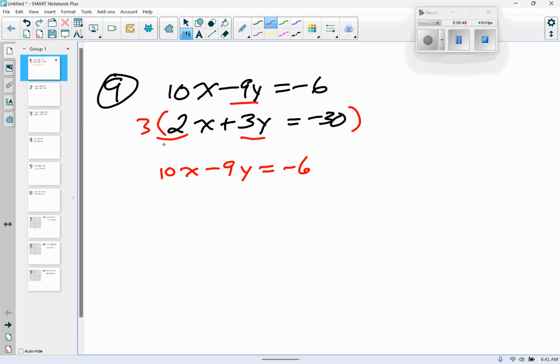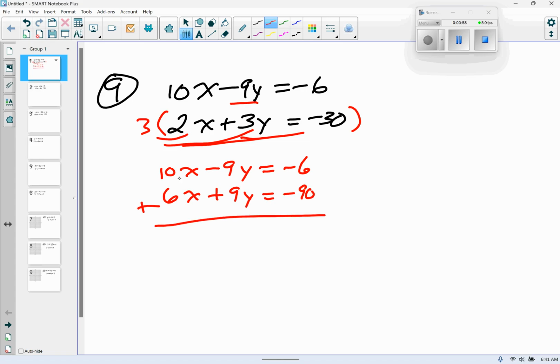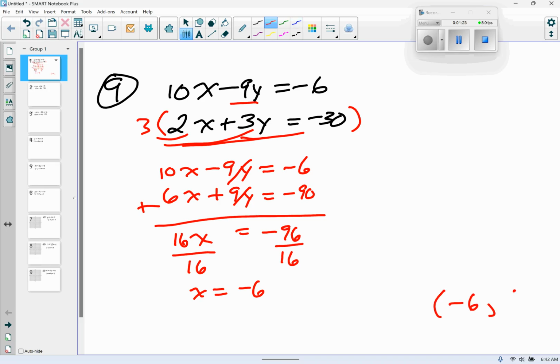Then if I multiply everything by 3, distributing to everything, I'm going to get 6x plus 9y is equal to negative 90. If we add these together, that's going to give me 16x. The y's cancel each other out, and that's negative 96 if you add those together: negative 6 added to negative 90. Divide both sides by 16, and that gives me negative 6. So there's my first answer. I got negative 6 as my x value.